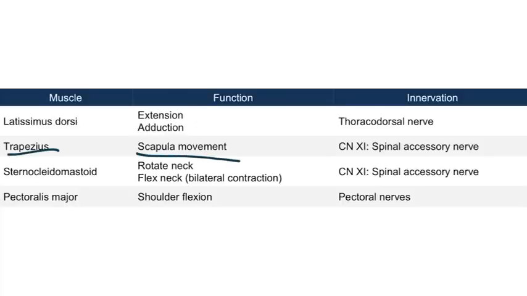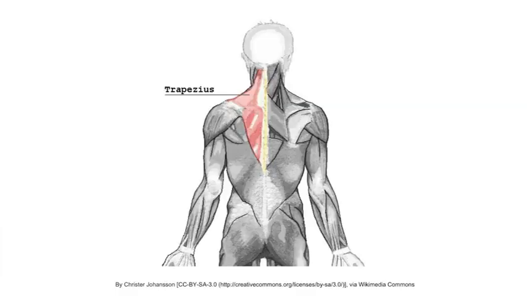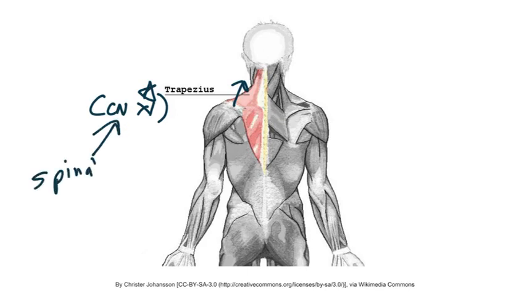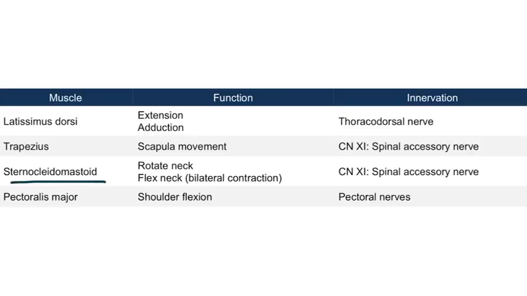This allows for scapula movement, and it's innervated by the spinal accessory nerve, which is cranial nerve 11. We can see the trapezius muscle labeled right here. If it contracts, the scapula will move upward. Again, it's innervated by cranial nerve 11, also known as the spinal accessory nerve. Now let's move on to the sternocleidomastoid muscle.